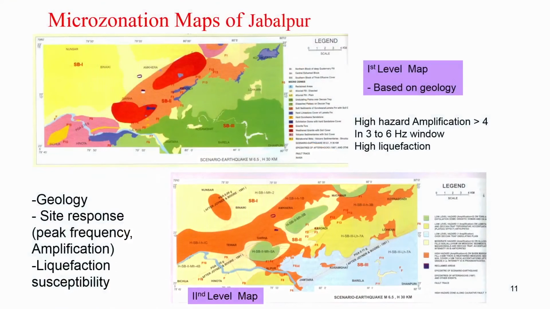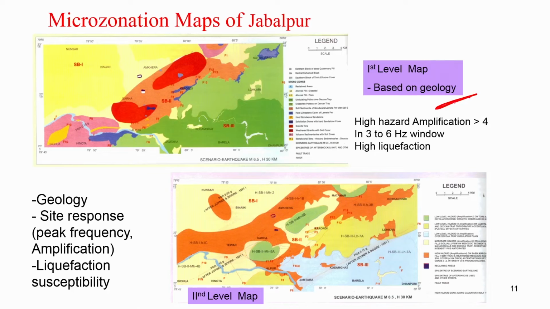You can see they have given different coding and colors where the hazard levels are included. They found that the amplifications are as high as more than 4 in the 3 to 6 hertz window, and it also mapped a high liquefaction area. This is generally done based on the geology. Okay, this map was done based on the geology.